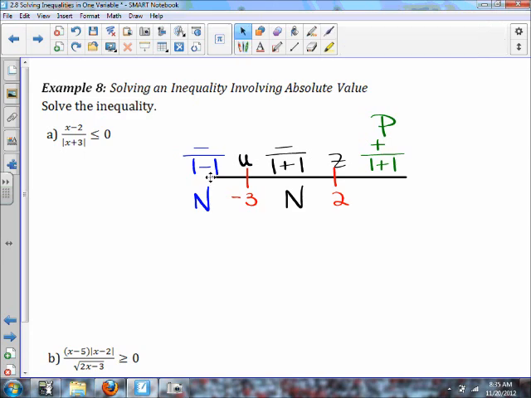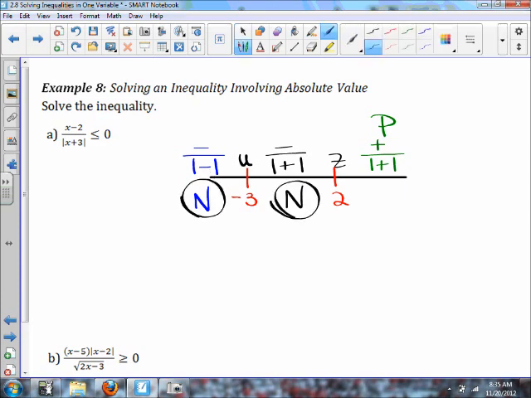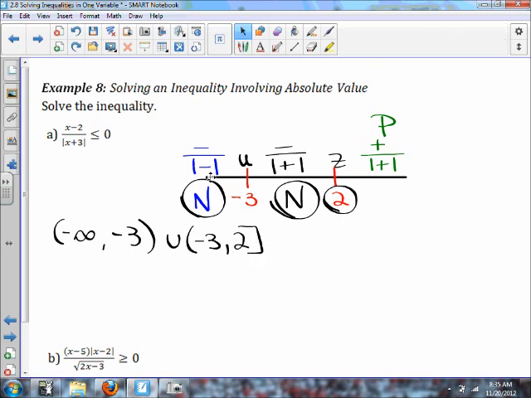Now, where is this thing less than or equal to 0? Well, it's less than 0 here and here. It is equal to 0 here at the 2. So my answer will be -infinity to -3 in union with -3 to 2 with a bracket.